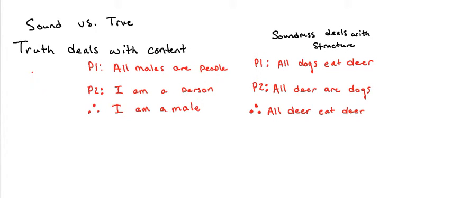So I want to talk a little bit about the difference between an argument being sound and being true. The truth deals with the content. So this syllogism here, premise 1, all males are people. Premise 2, I am a person, therefore I am a male. It is true that I am a male, but it's kind of trivial because I'm talking here. So it is true, but it wasn't accomplished with the right form. What we would need to do is swap premise 2 and the conclusion.